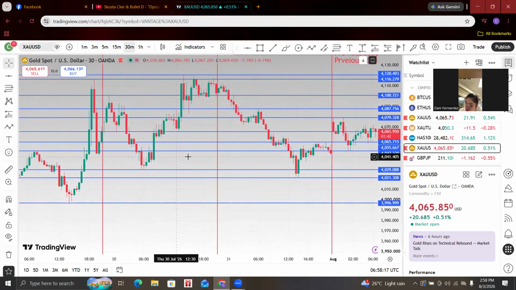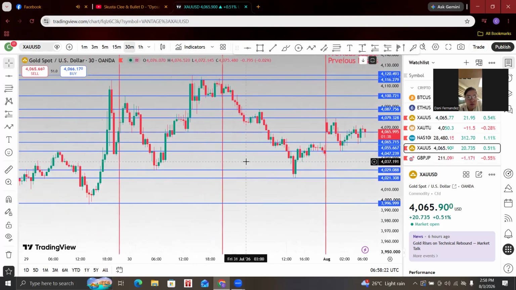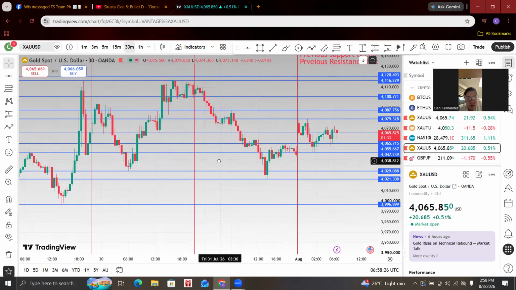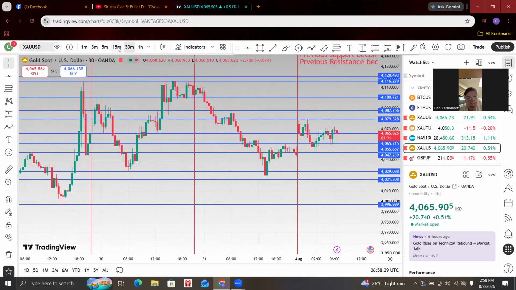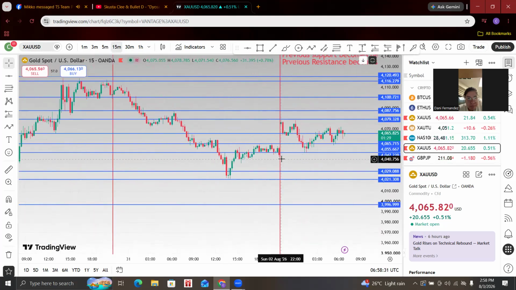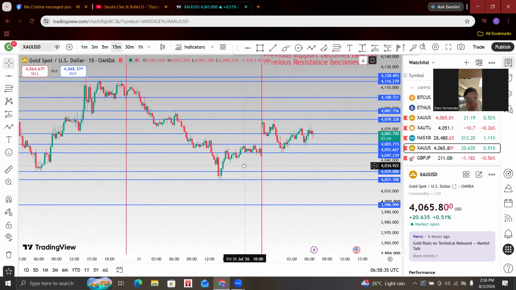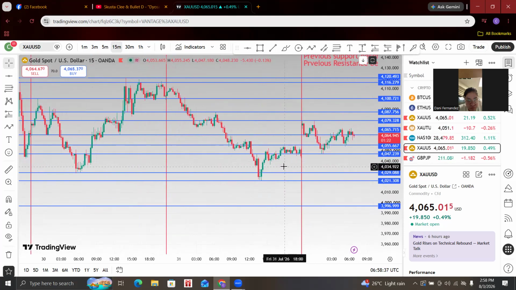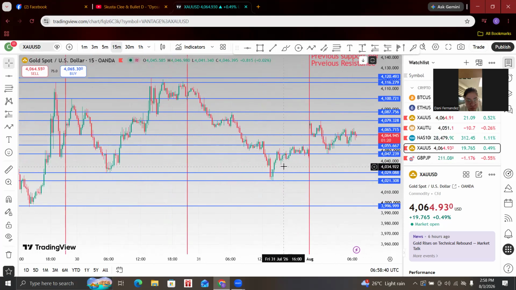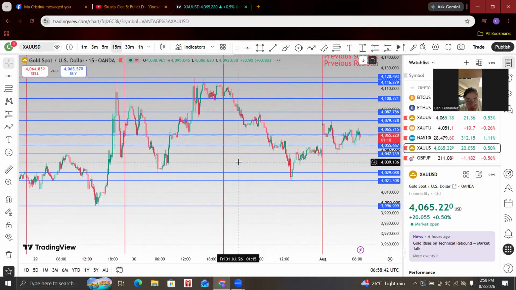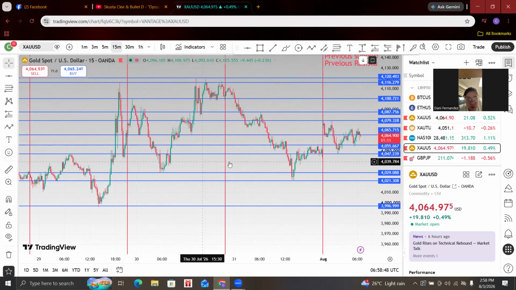The market has been consolidating, so there's really nothing. There you go. So I don't see anything on 30 minutes, then I'm going to go to 15 minutes. There you go. So I don't see anything on 15 minutes.